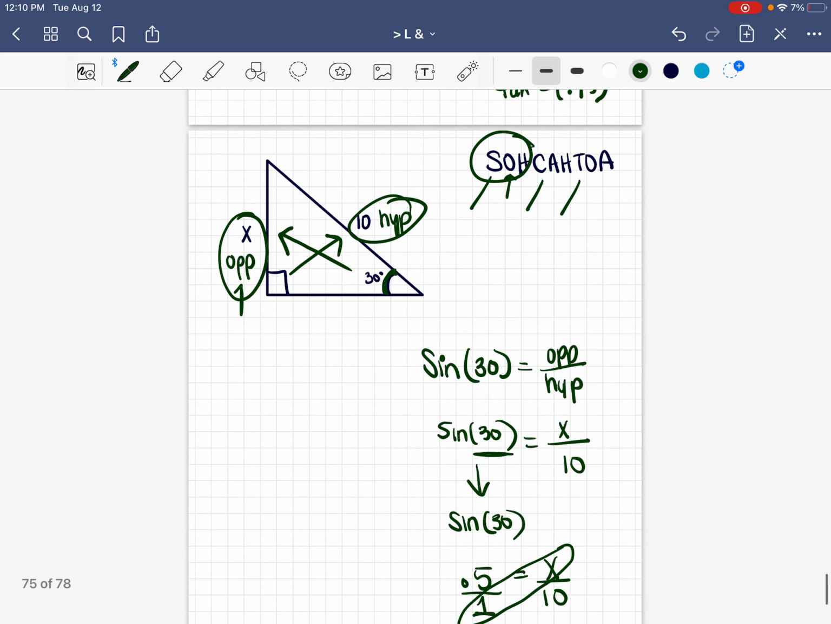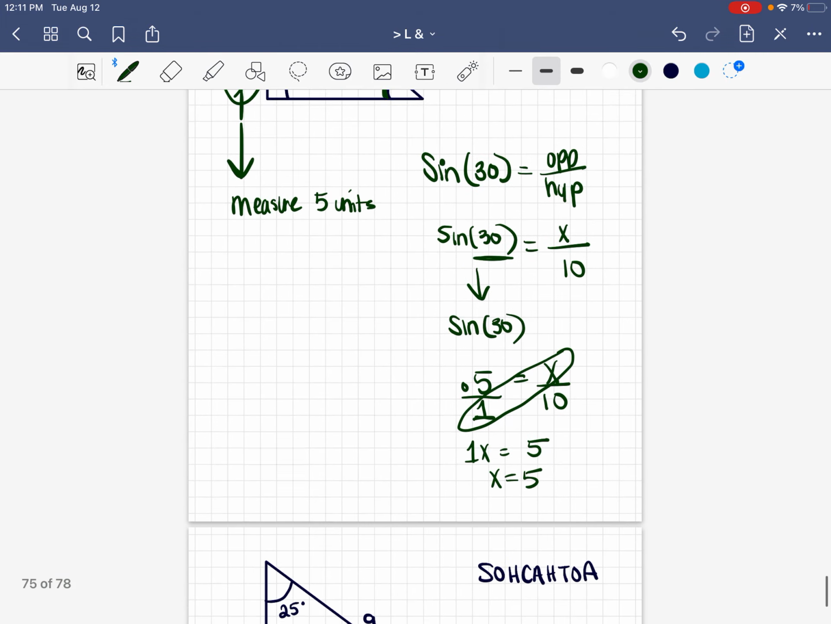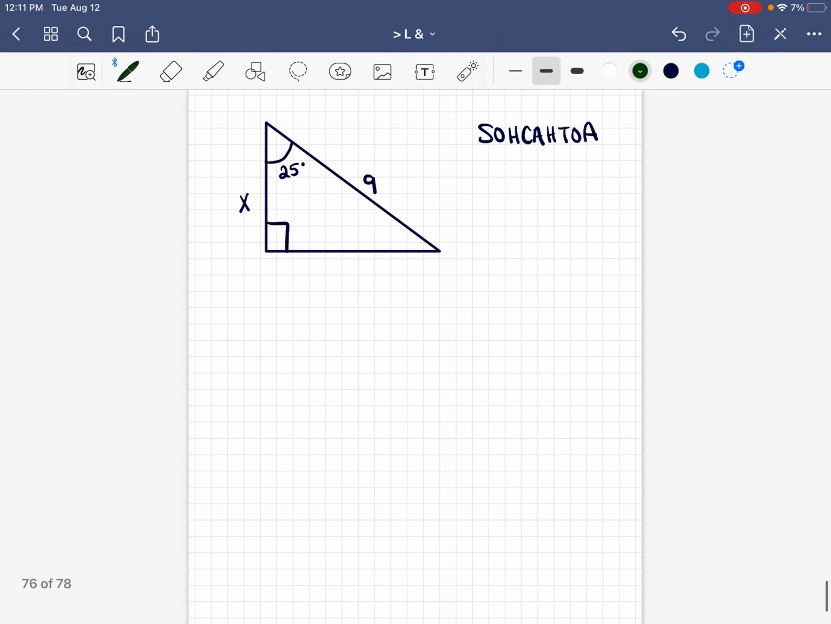So the missing side was the opposite side, x. So if we found what x is equal to, that means the measure of the opposite side is 5 units tall. Okay, we're going to do this 2 more times with cosine and tangent for you to be able to see that this is not very difficult. It's literally just knowing which equation to use and how to enter it into your calculator.